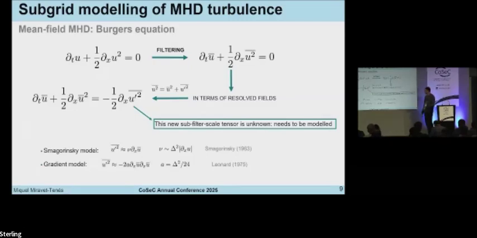There are several models I will show you later. For example, we have the Smagorinsky model, where we can represent this contribution as a derivative of the resolved field, and also, for example, the gradient model, where again we use some derivatives in order to model the turbulent contribution.